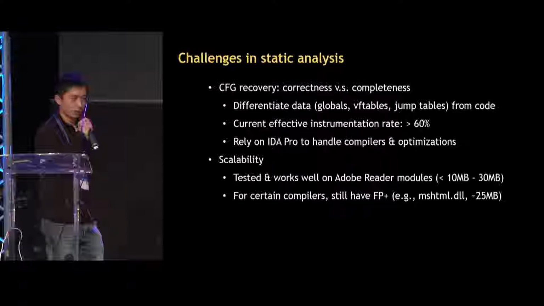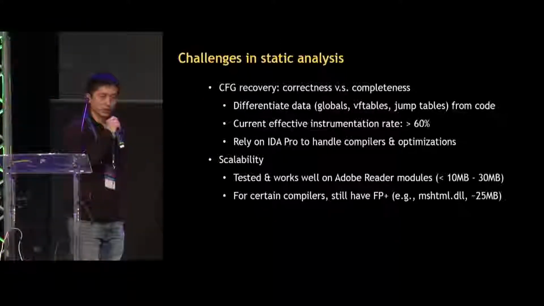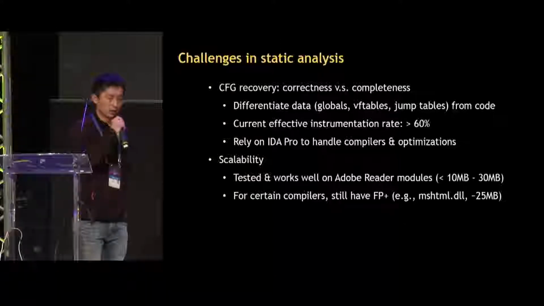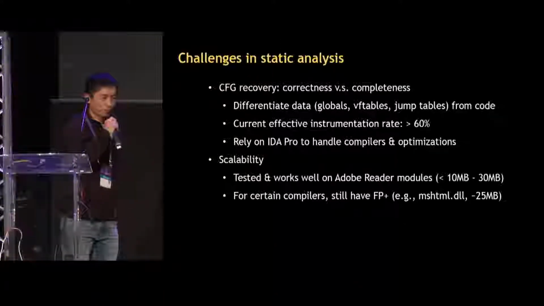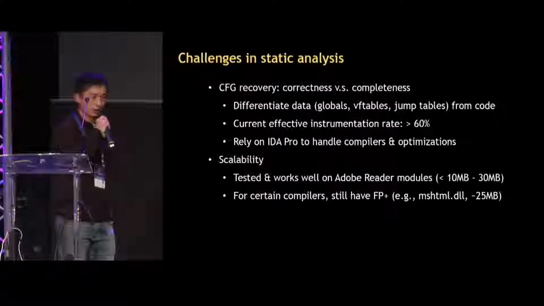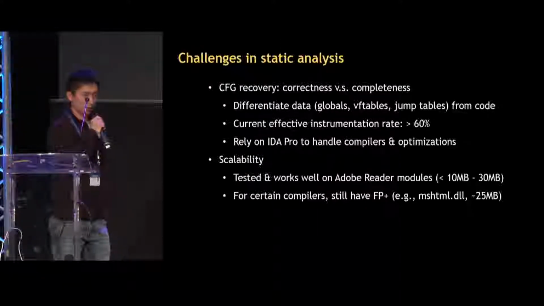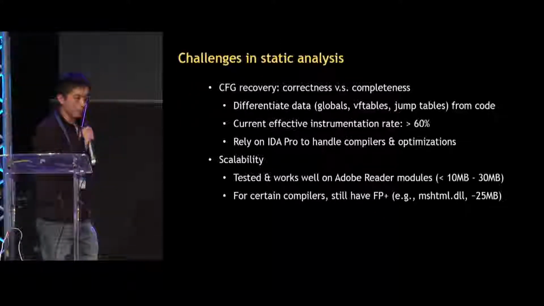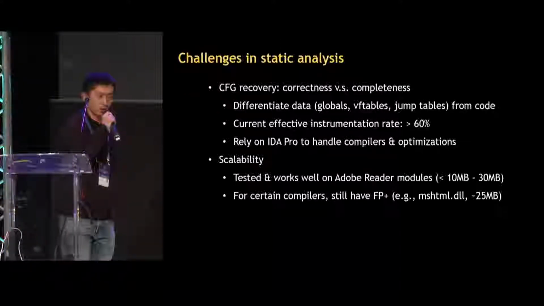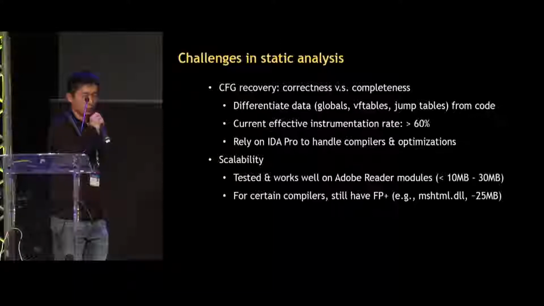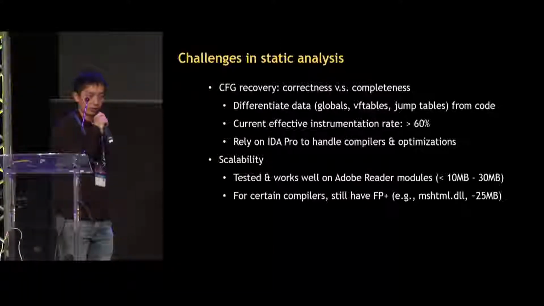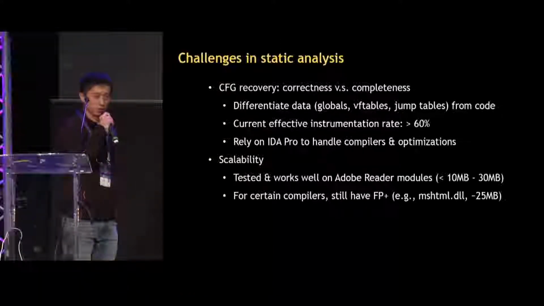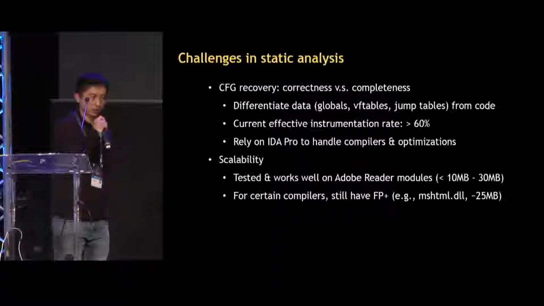We can tolerate some false positives, especially for large binaries like MS HTML. There are actually considerable false positives. We have some heuristics to remove all the wrong disassemblies by IDA Pro, and it works very well on almost all Adobe Reader binaries, normally less than 10 megabytes or up to 30 megabytes, like AcroRd32.dll. It's around 30 megabytes and works very fine.